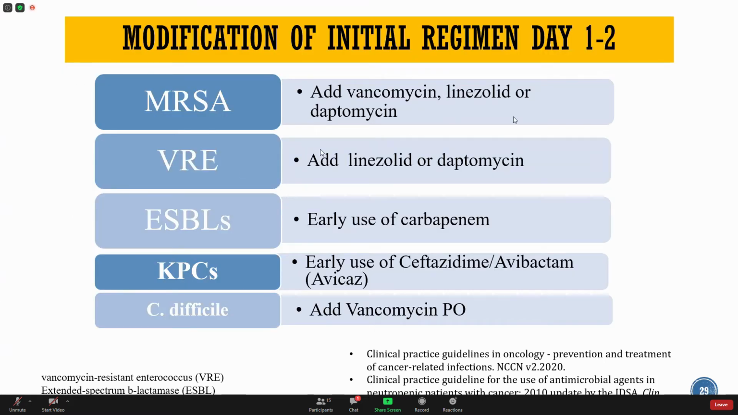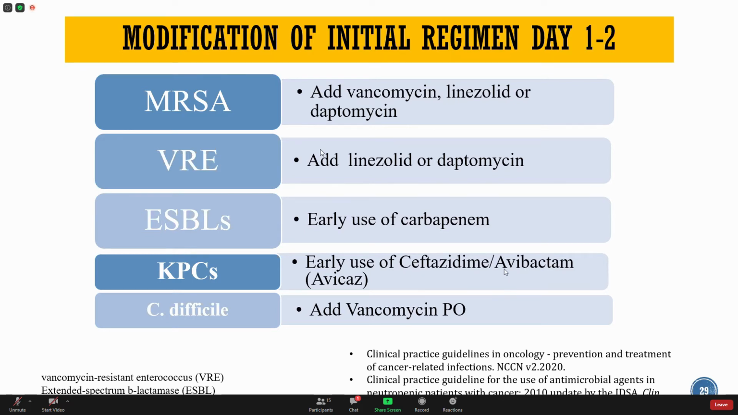As we go along, if we find out there is MRSA, we can add vancomycin to the regimen. If there is VRE, we can add linezolid to the regimen. And if there is ESBL, as I mentioned, we can change tazocin plus amikacin to a carbapenem. And if there is KPC, and now we see lots of KPC, we have Avycaz available in our formulary. We can use Avycaz, which is ceftazidime plus avibactam.